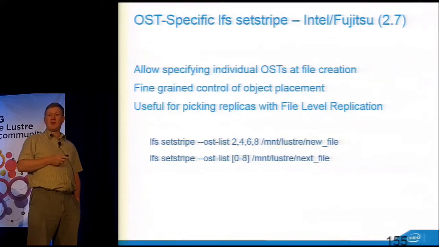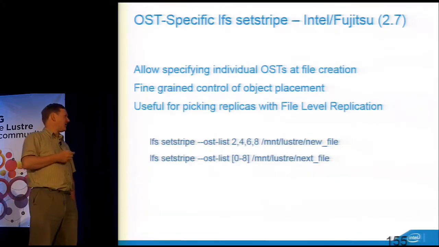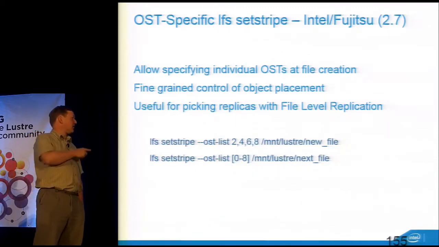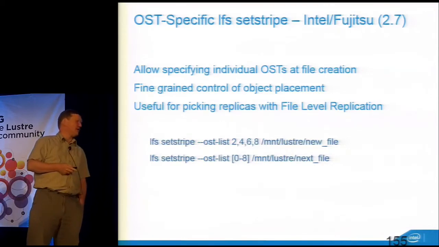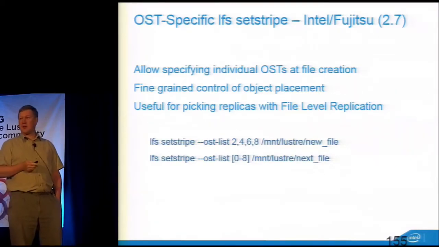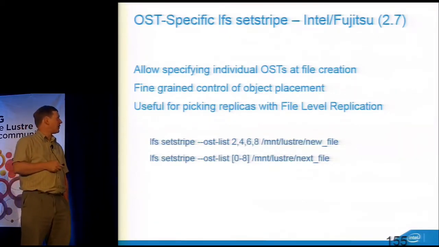At Fujitsu, on the K computer, they have thousands of OSTs, and they're local in the cluster where they're attached. Depending on which node you are, you want to be able to specifically select OSTs for network locality. And I think this is useful for other kinds of things. You can specify a comma-separated list, or you can specify a range of OSTs. Just a nice little add-on.